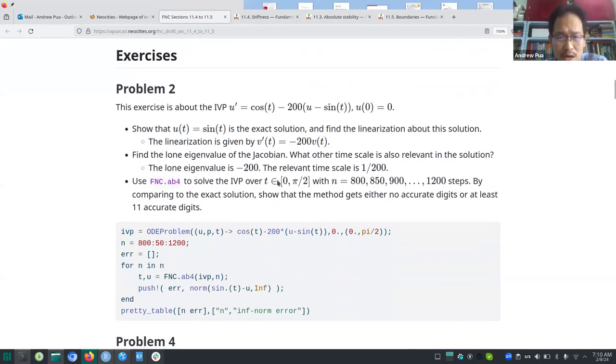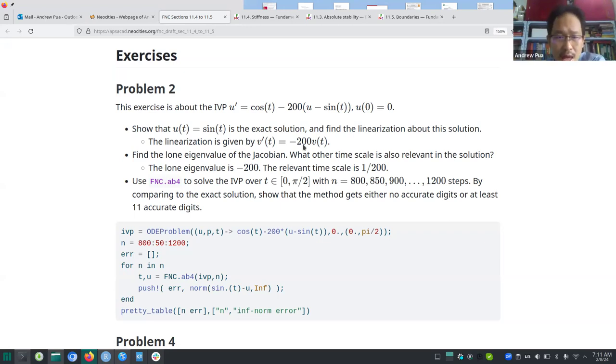So let me just illustrate with a couple of exercises. One of the exercises is about solving this nonlinear differential equation. And here, if you want to show that this is an exact solution, it's just a matter of taking the derivative and checking whether these two sides are equal. And then when you find the linearization about the solution, the linearization is given by this expression that you see here. Okay, so you now have a linear differential equation with a constant coefficient, which matches the setup from 11.3.